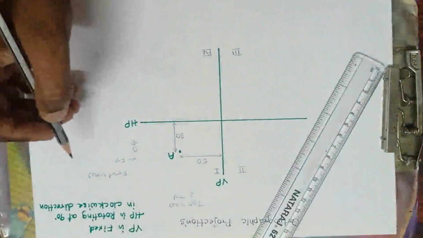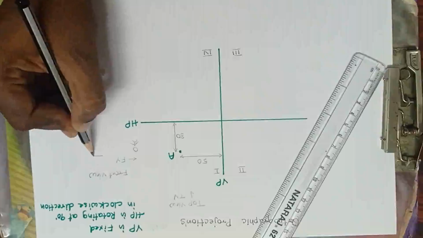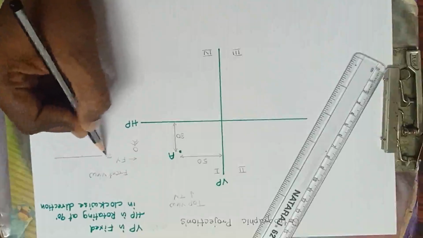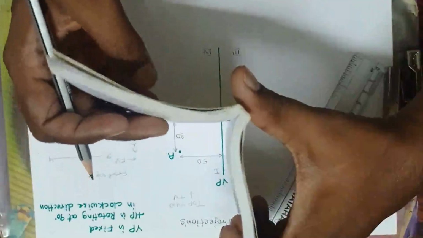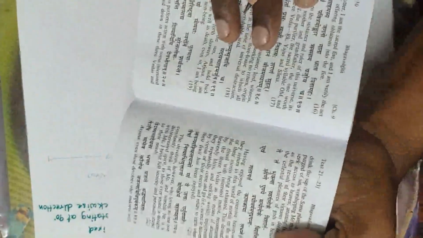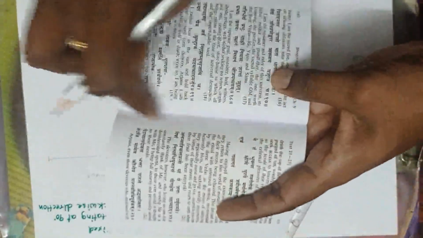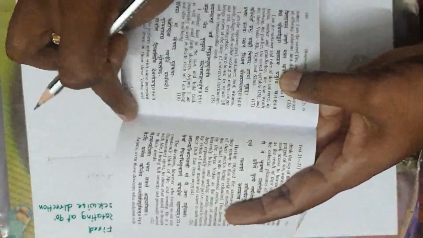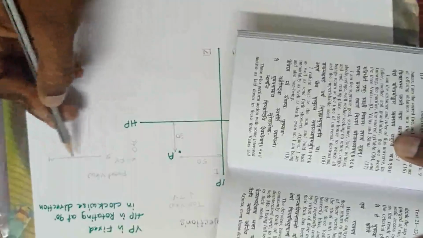So what I'll do here, I have to draw the XY line. This is the XY line first. So what is happening? The VP is fixed and the HP is rotating 90 degrees. So I'll rotate like this and I'll show like this. What is this? This is the reference line. So XY, this is a reference line.